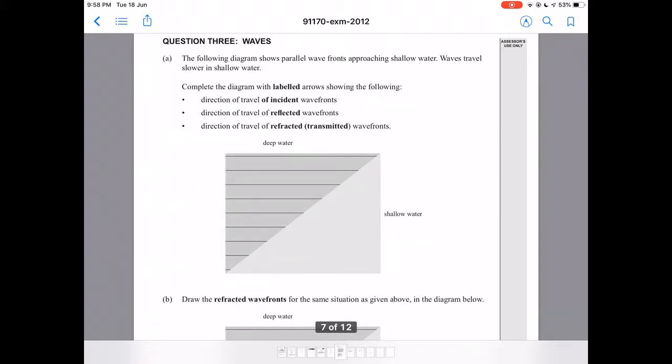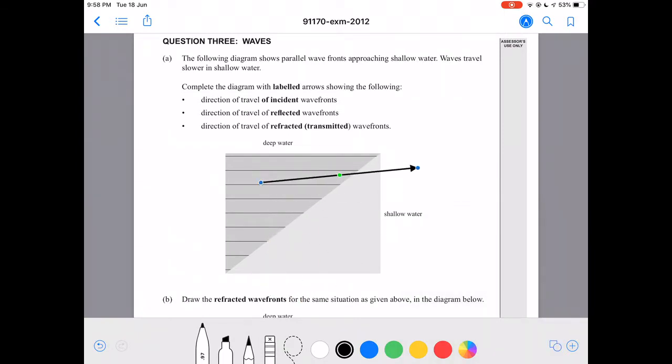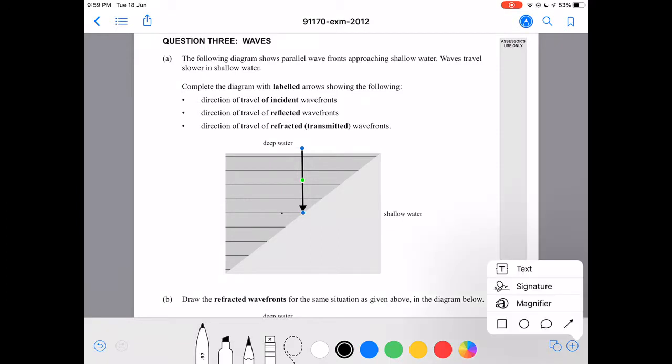We're going to be drawing. As you can see, the waves are horizontal, and this means that they are moving downwards towards the shallow water. For example, there's our incident ray. It's going to hit the shallow water, and if it is going to refract, then what will happen? Because it slows down in the shallow water.